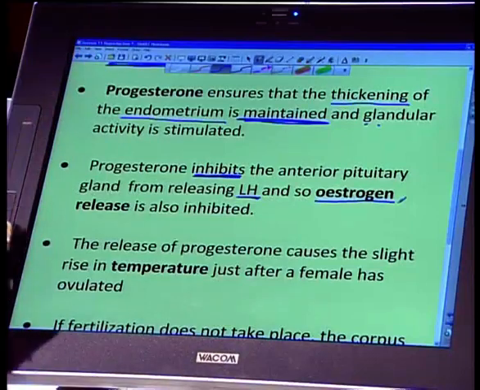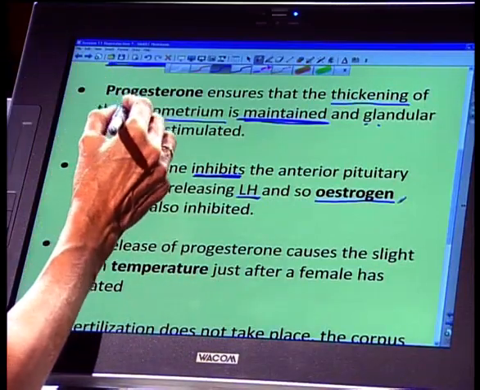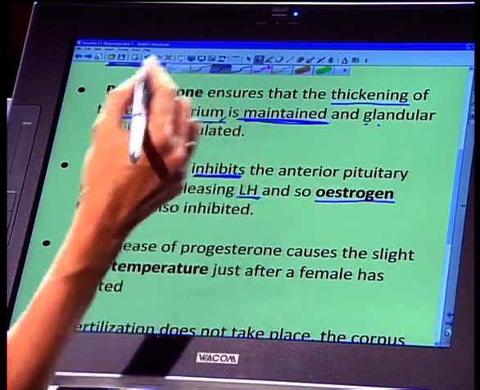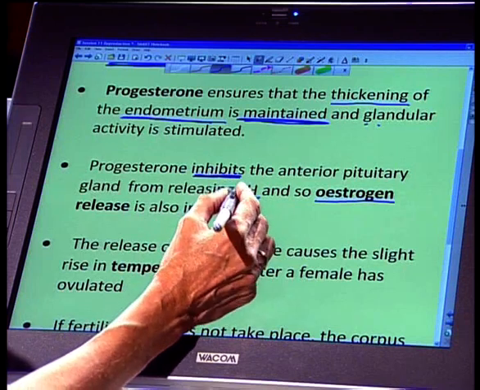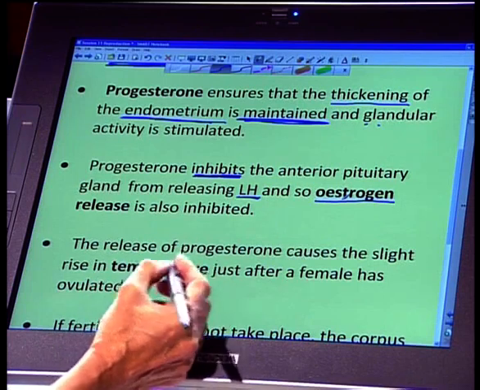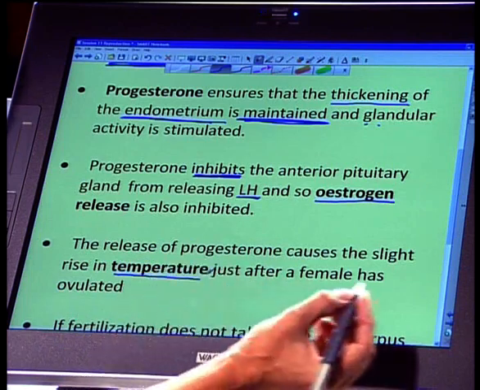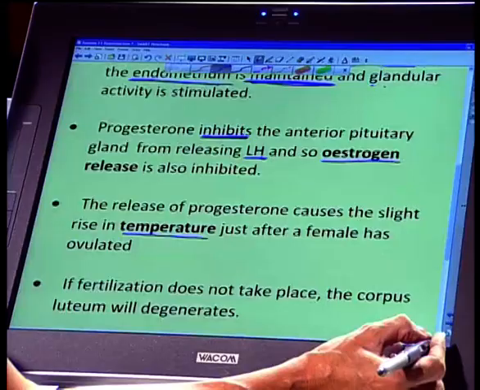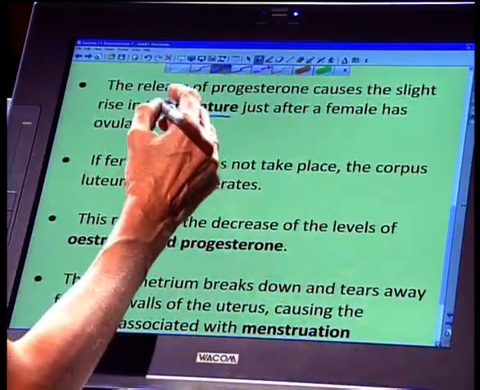So we must say, okay, hold on. Something's got to say to the brain, stop causing the release of estrogen and follicle stimulating hormone. Because we've done that part of the process. We have to continue. So please, this is very important. Progesterone is going to, first of all, make sure that the endometrium stays as it is. Number 2, it's going to inhibit the release of luteinizing hormone and estrogen. All right? And then the release of progesterone causes a slight rise in the temperature just after the female has ovulated. And that's quite important because that's used in the rhythm method.